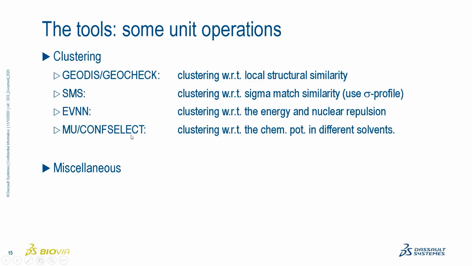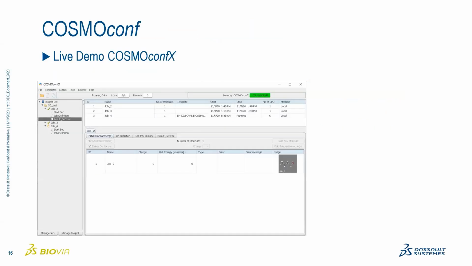So ConfSelect, the second one here, is using the free Gibbs energy in solution. We have defined a couple of different solutes, or simply files, and mixtures. And then we are checking what happens if we take one conformer out of our ensemble. Can we do it without losing too much accuracy? So with this procedure nowadays, we are narrowing down our conformer set with the idea to keep the quality of the set we started with. Okay, now I will show you a little bit of COSMO-Conf and how it works.